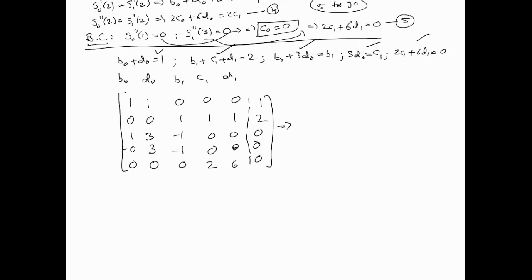This implies that B0 turns out to be equal to 3 over 4, and D0 is going to be 1/4, and B1 is 3 over 2, and then c1 is going to be 3 over 4, and D1, the last one here, is going to be minus 1/4. So these are the values.